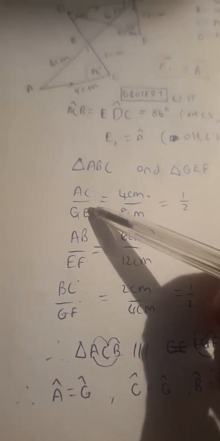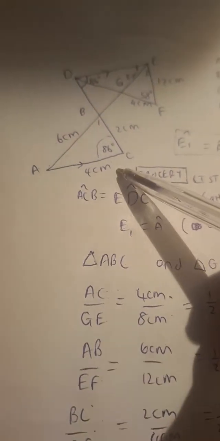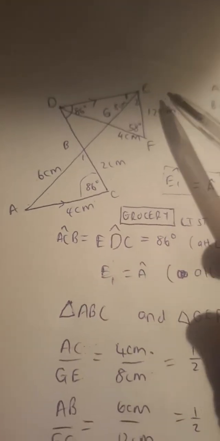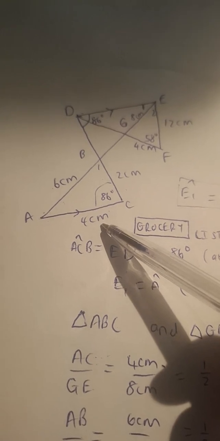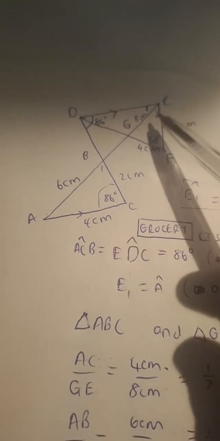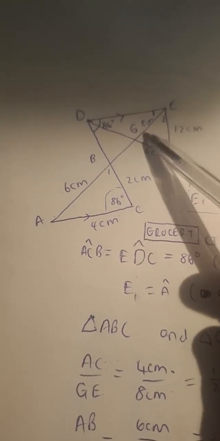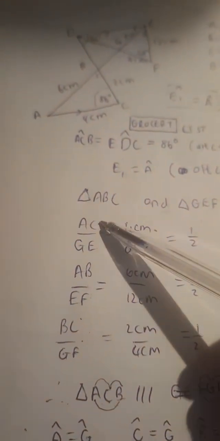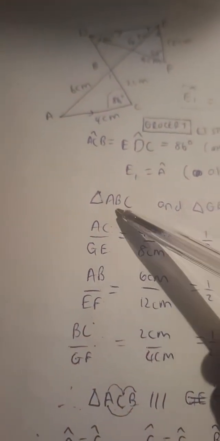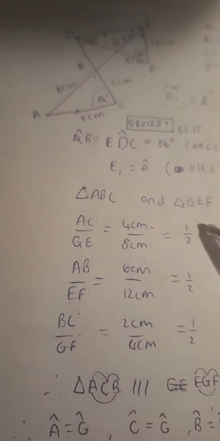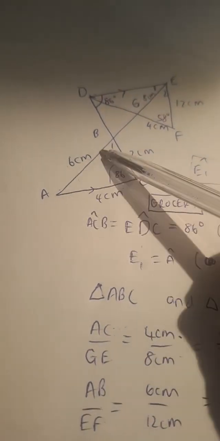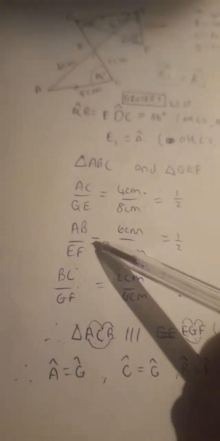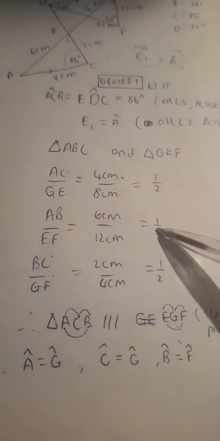But it's just that I decided to say AC, because AC relates to EG. That's why I said AC over GE. I could have also said GE over AC, okay, and gotten 2 over 1 instead of 1 over 2. That's okay. But what do we see? That the relationship AB related to EF, I get 6 over 12, which is also half.